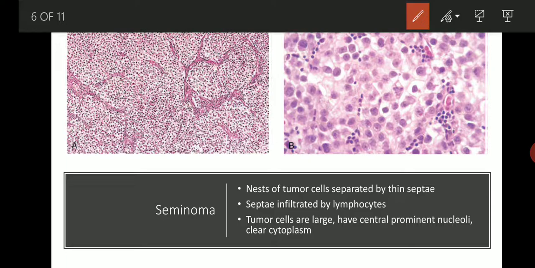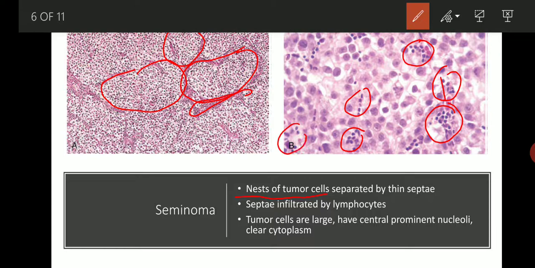To repeat, the seminoma morphological features are characterized by presence of nests of tumor cells. The tumor cells are usually present like this in nests, and they are separated from each other. The nests are separated by septae which contain blood vessels, hence they are known as thin fibrovascular septae, and these septae usually contain lymphocytes. As you can see here, the small dot-like structures, they are all lymphocytes, because this tumor is highly immunogenic.